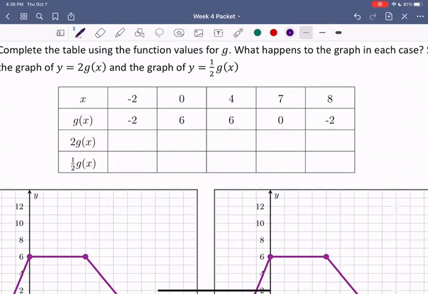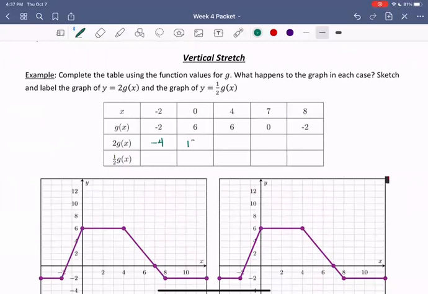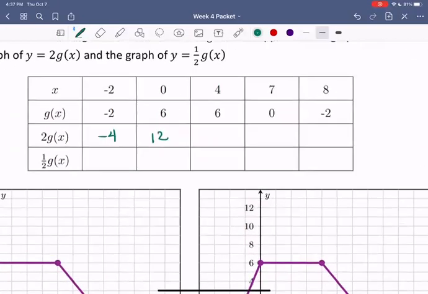What we're going to do is take the output value of our original g function and then just multiply by 2. So our first cell will have 2 times -2, which is -4. Our next cell for 2 times g of 0 is 2 times the output, 6. So 2 times 6 is 12. Next up, 6 again. 6 times 2 is also 12. 0 times 2 is 0. -2 times 2 is -4.